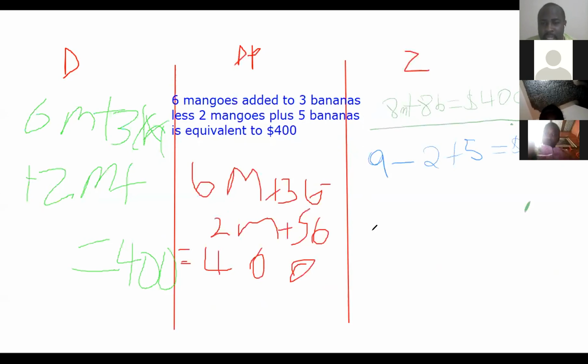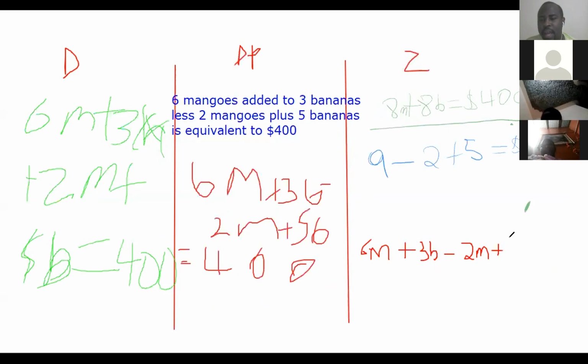So it says 6M. I'm going to write everything. 6M added to, so that's plus 3Bs. Less 2 mangoes, so let's minus 2Ms. Plus 5Bs. Equivalent means equal, right? So equal, but we want a simplified answer.